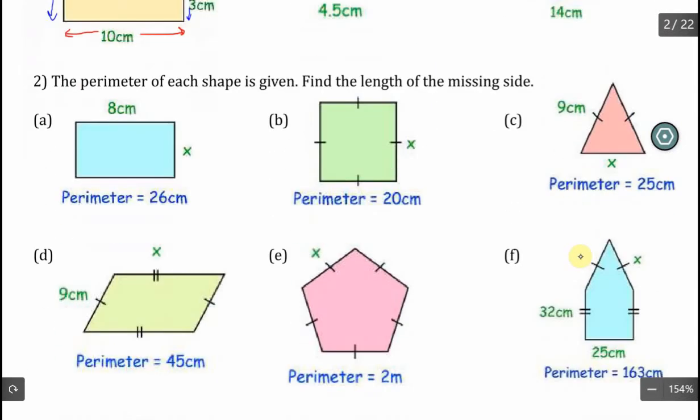Number 2, the perimeter has been given. We've got to find the length of the missing side on these ones. So first of all, we know that these 2 are both 8, and together they would make 16. If we take 16 away from the perimeter, what's left must be 10, and 10 is the length of these 2 sides added together, so x must be 5.